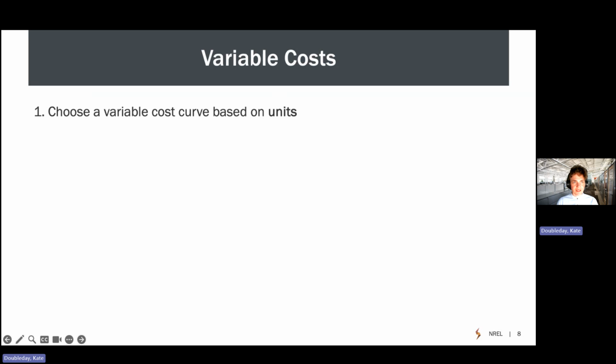This is a two-stage process. The first is to choose a variable cost curve based on the units of the data that you have. There are two options in Sienna: a cost curve, which is best representing data that's already in currency. So for example, dollars per megawatt hour or dollars per megawatt operating points.